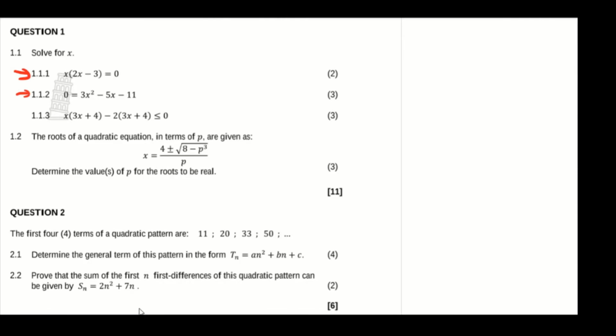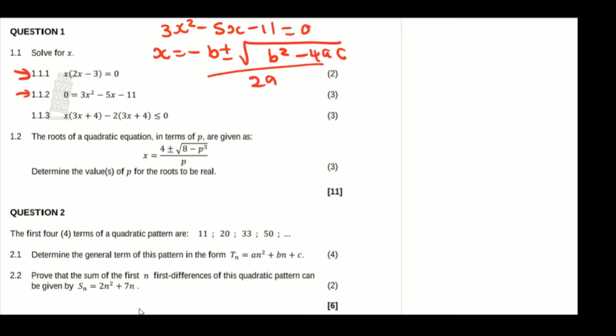You can see we have 3x squared minus 5x minus 11, and I'm just going to write equals 0 here. If you can factorize this, please try, but it doesn't look like it's factorizable. So we're just going to use our quadratic formula, which is x equals minus b plus or minus the root of b squared minus 4ac, divided by 2a. So we're just going to substitute our values of a, b and c.